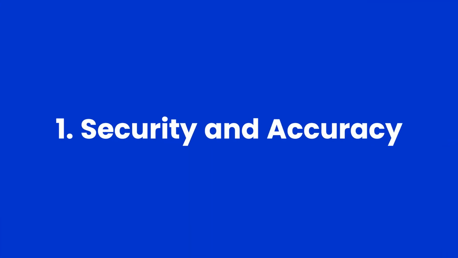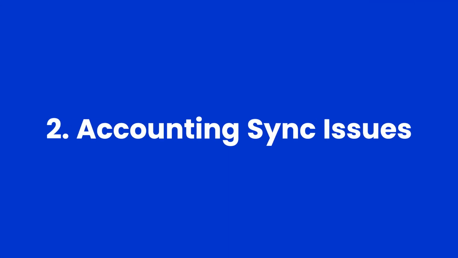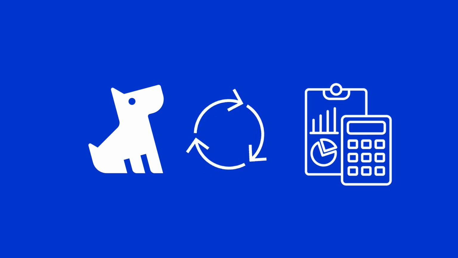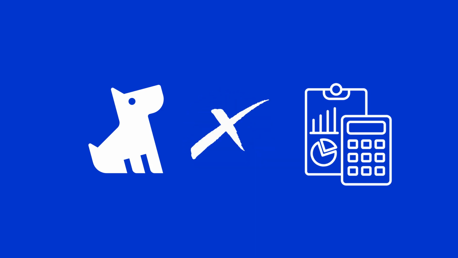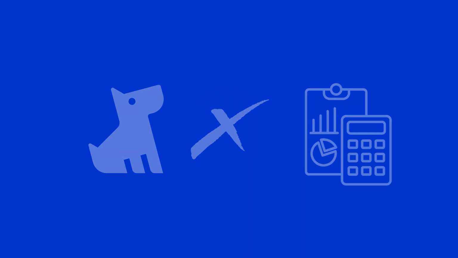Security and accuracy. This ensures transparency for both you and your customer, preventing any accidental or unauthorized changes. Accounting sync issues. Editing an approved invoice with the same invoice number can cause problems when resyncing with your accounting package, as the system may detect duplicate invoice numbers.